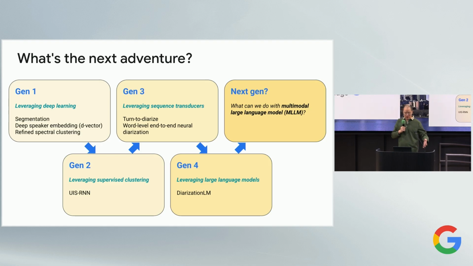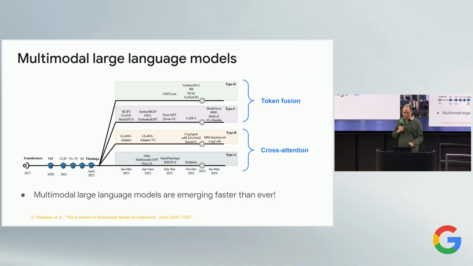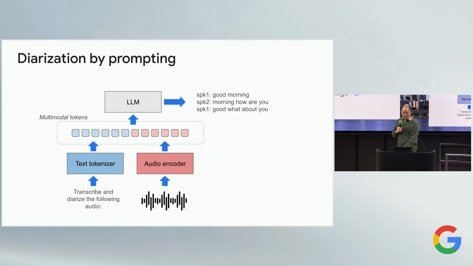So we have different generations, like generation 1, 2, 3, 4, each inspired by different machine learning technologies, like deep learning, supervised clustering, sequence transducers, and LLM. So we ask ourselves, what's the next foundational technology that should change our way to do diarization? We believe that's multimodal LLM. There are lots of works emerging in the community. I don't want to mention all of them, but we asked ourselves: can we just do diarization by prompting? We have a prompt of the diarization task. We have an audio. We just expect the LLM to give us output.